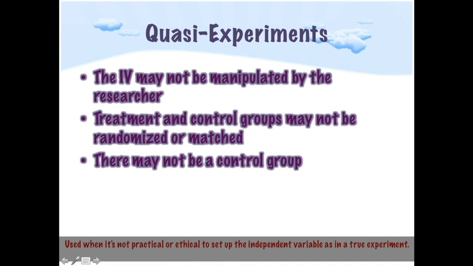So it would obviously be unethical to take people that are addicted to the substance and then randomly assign them to rehab or not, because that assignment of rehab might make a difference in whether those people live or die. So we wouldn't be able to do that ethically.